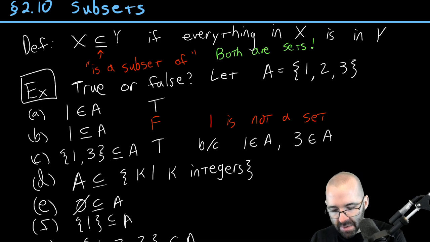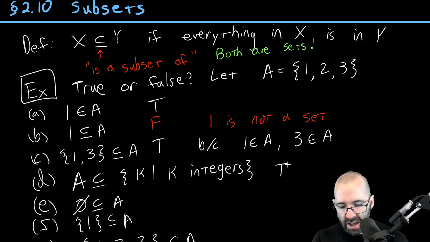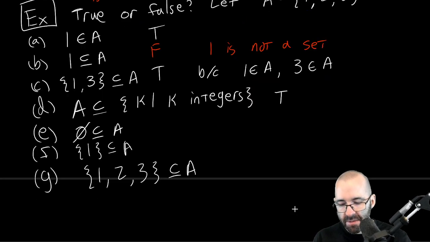Okay, so that's going to be true. Everything in A is in that second set. What about the empty set? Again, they're both sets, so we're good on this. Both things are sets. Is everything in the empty set also in A? What do you think about this?